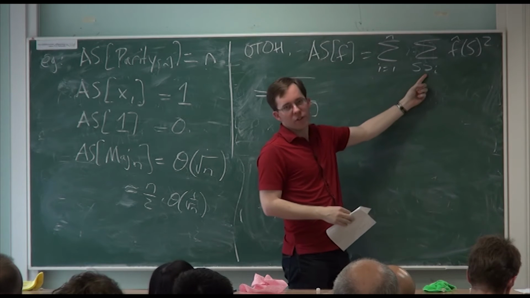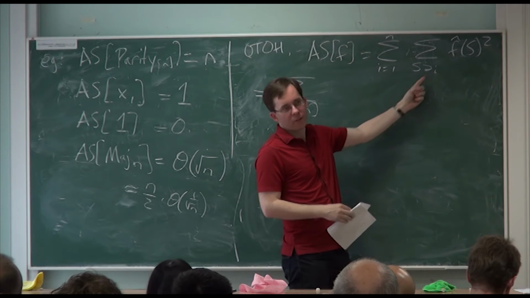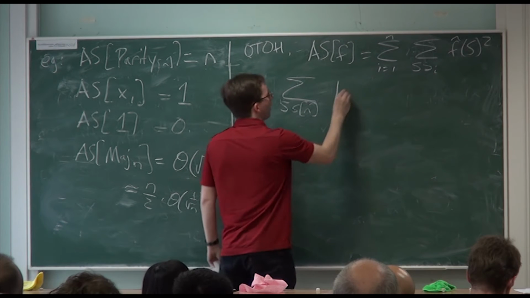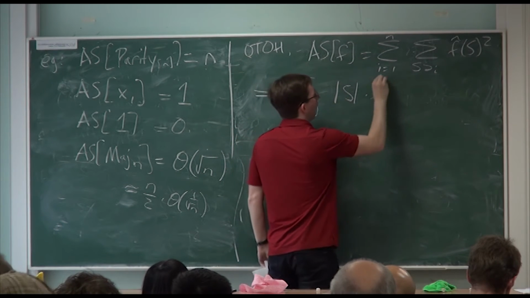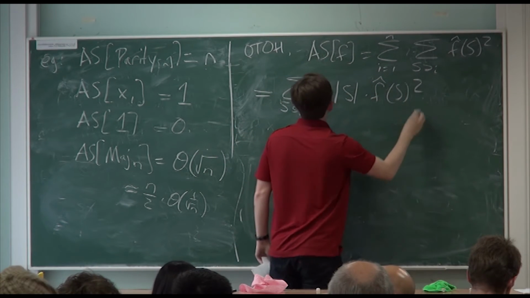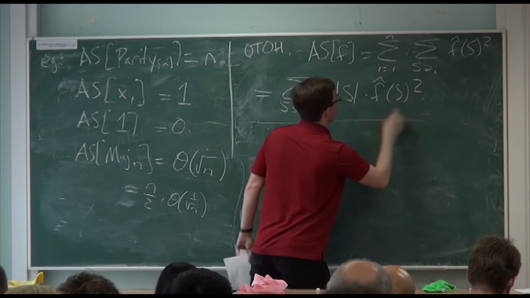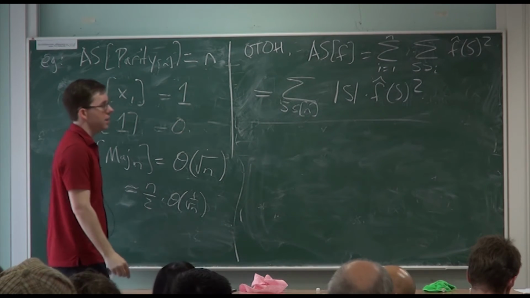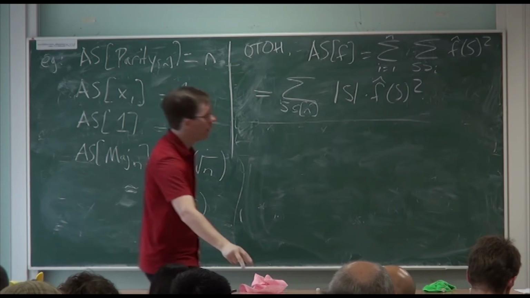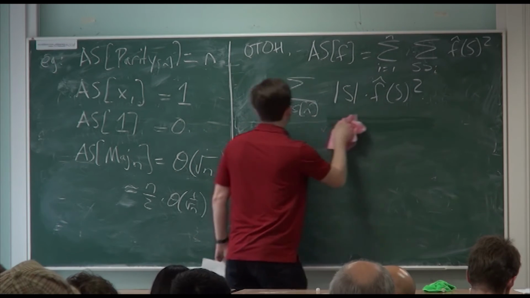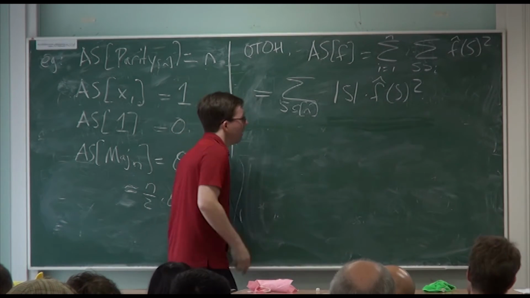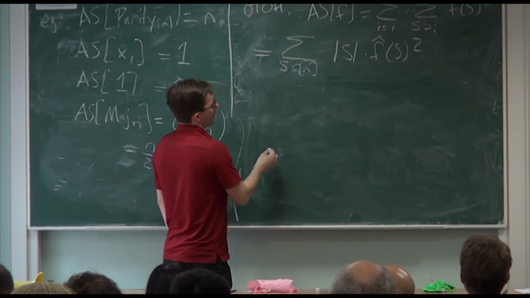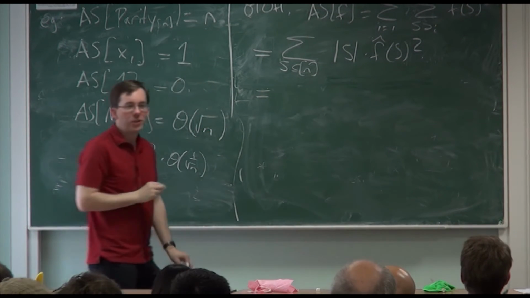I count it once for each of its elements. So I actually count the cardinality of S times. Okay, so this is the nice formula for the average sensitivity. In fact, now again, test your understanding of this weird definition. How would I write this in terms of the spectral sample?